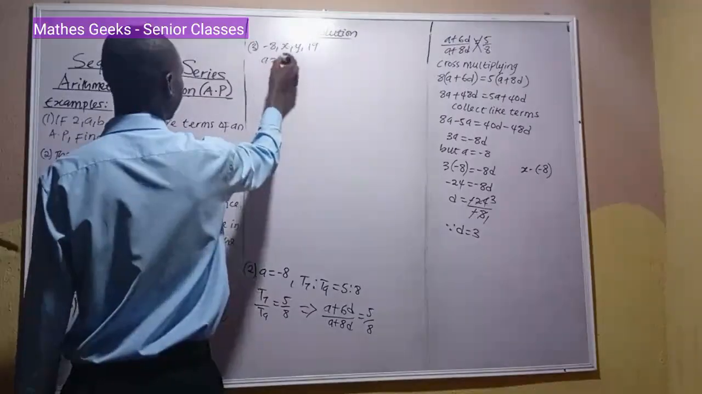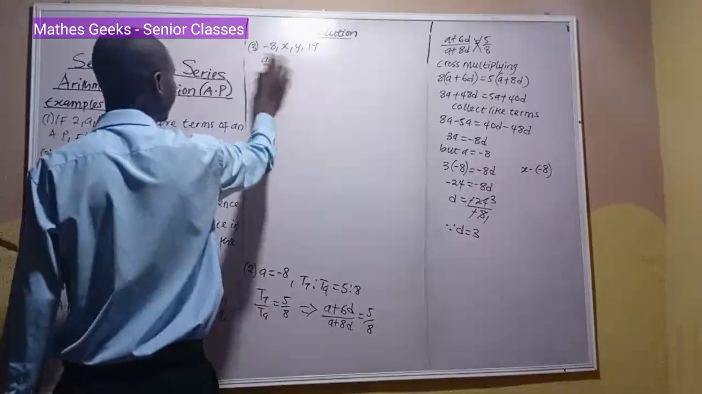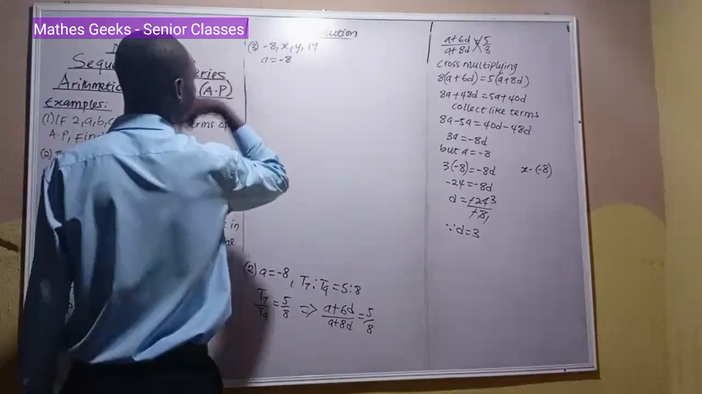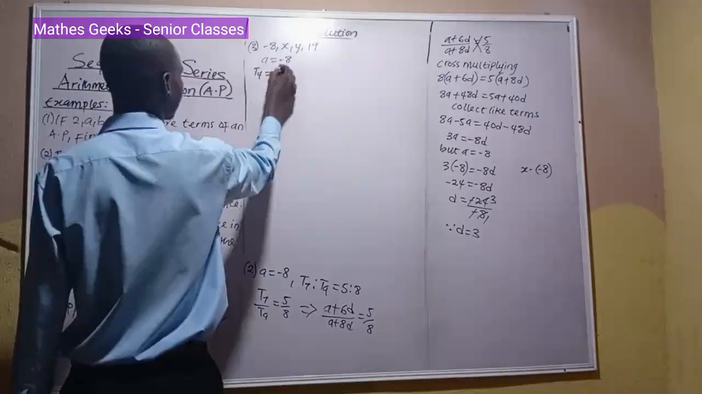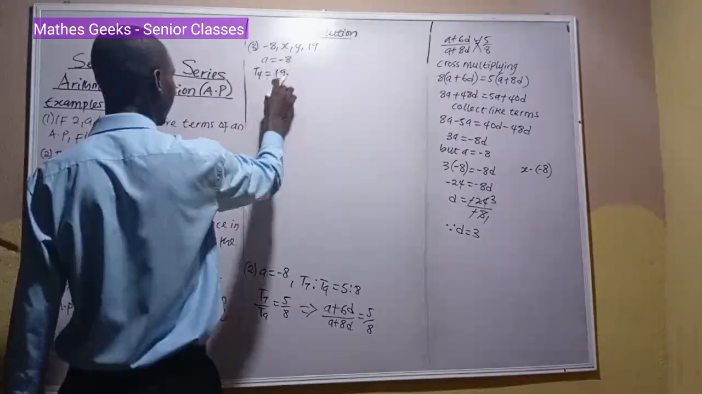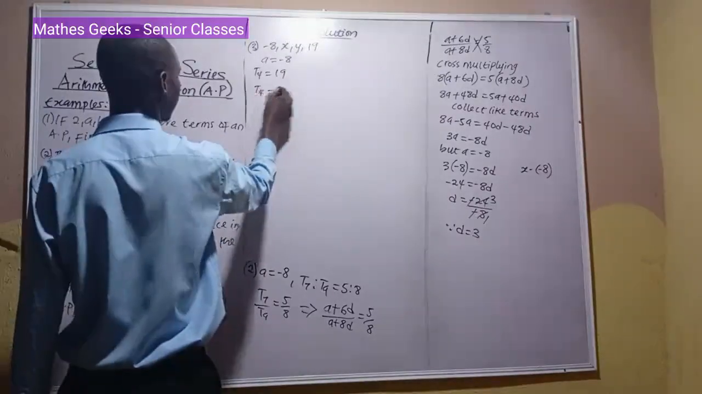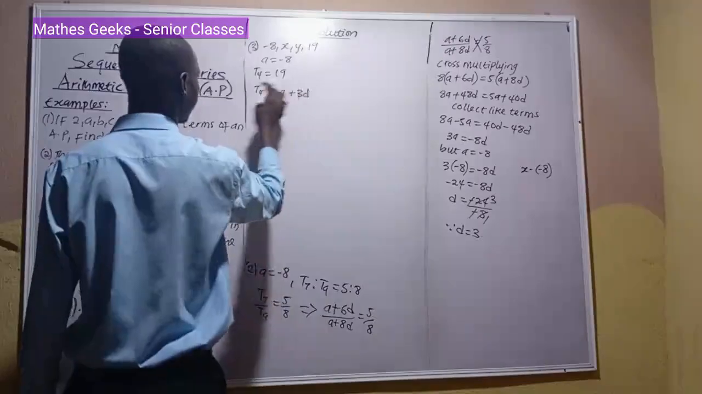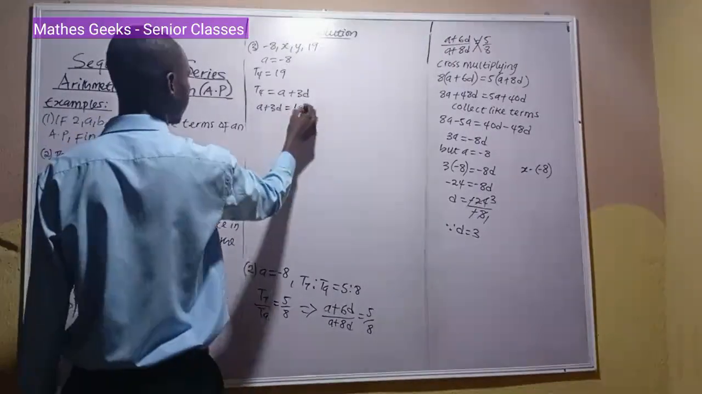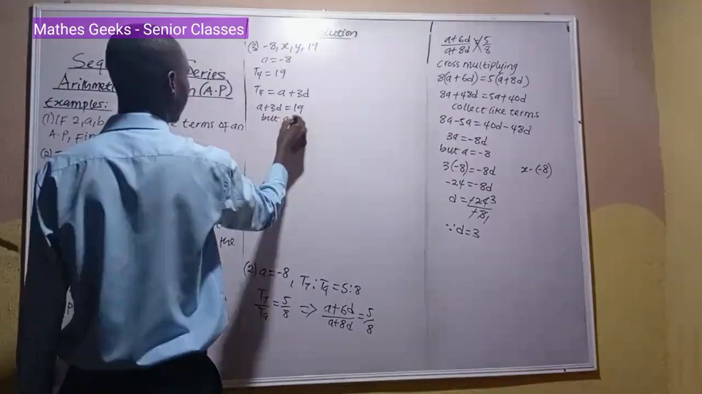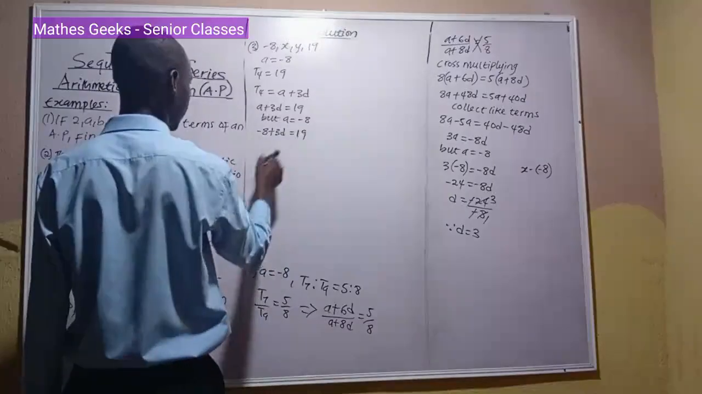But we don't know the second term, we don't know the third term, so it cannot work. So we follow this procedure. a is equal to -8, and then t1, t2, t3, t4, where t4 is equal to 19. So we need to get a common difference from t4 since we know the first term. t4 is equal to a plus 3d, where t4 is 19. So a plus 3d is equal to 19. But a is equal to -8. So -8 plus 3d is equal to 19.